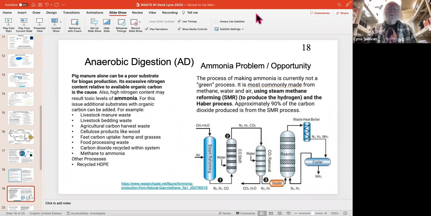fast uptake. Hemp and grasses are among the fastest. Hemp is like 4 times the carbon uptake of a dense oak forest, which is a good measure of its carbon uptake. Let's see, recycled HDPE, I mentioned that.